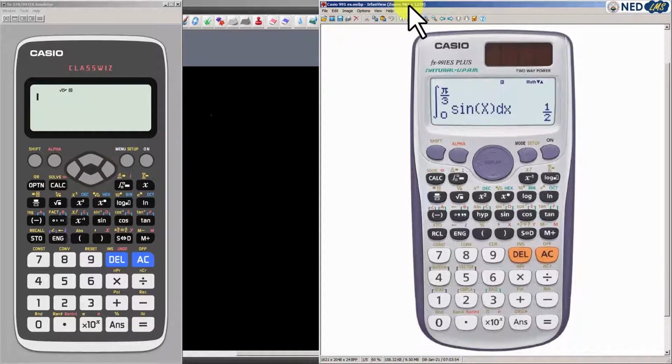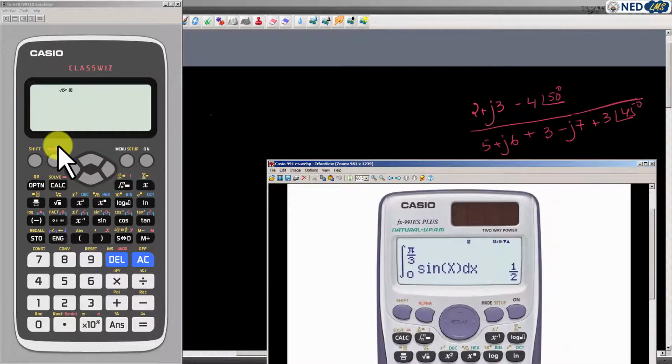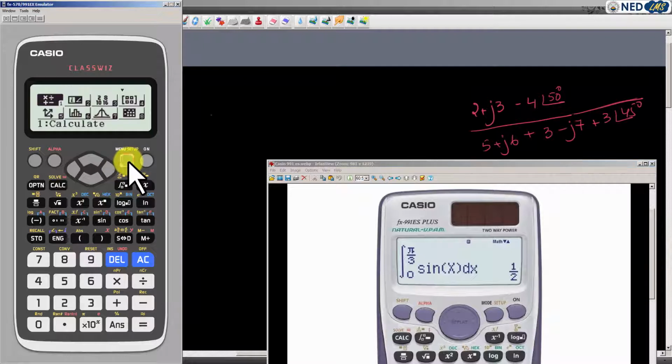So let's try evaluating this expression. I need to press 2 plus j3. For that, I have to go to menu or setup here, and in this calculator you need to select the mode or setup button. In there you have to press 2 because it contains the complex symbol for iota and the angle sign. Iota is j in electrical engineering, so I'm going to press 2 here in this calculator.